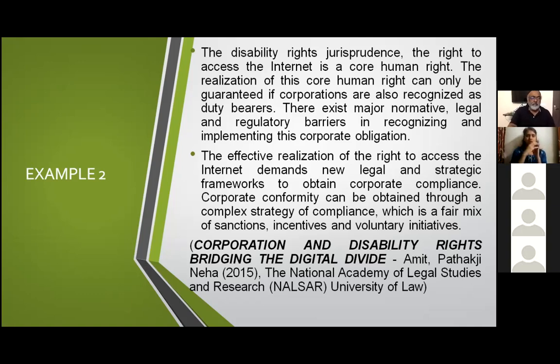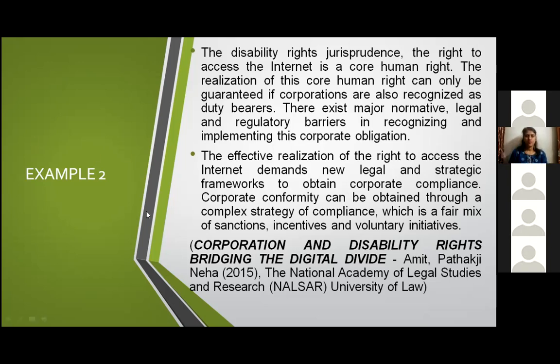Now second paragraph, the effective realization of this right to access the internet demands new legal and strategic frameworks. So in the first para, Amit is trying to say that this is what it is, a core human right, and there are certain barriers in it. And in the second paragraph, what are the demands, what are the legal and strategic frameworks that are to be undertaken, that are to be obtained by the corporate compliance. So this is how Amit has divided his hypothesis into 2 points, into 2 paragraphs.